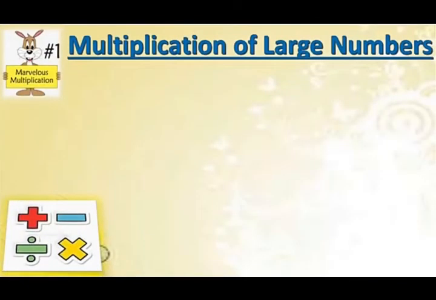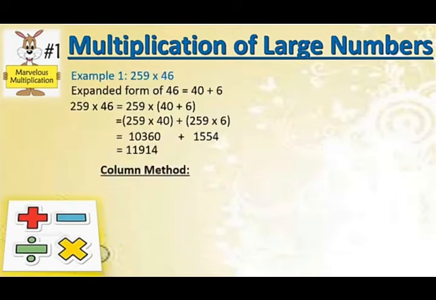Now let us discuss multiplication of large numbers. We can choose any of these two methods. The first method is multiplication by expanding the multiplier. The second method is column method. Mostly we use second method, that is, arrange the numbers in vertical columns and multiply.